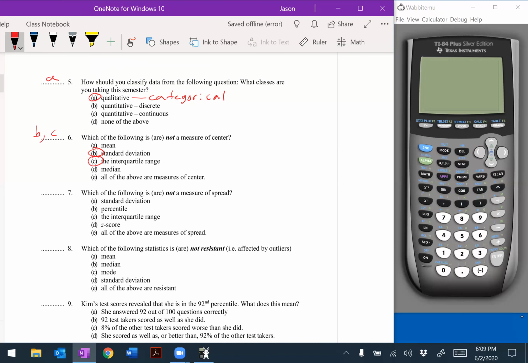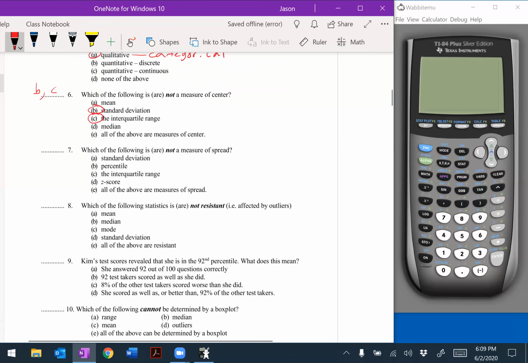Which of the following is not a measure of spread? Spread is, again, the variation. It's the standard deviation, okay, or the interquartile range. Which are not? Okay, the percentile is not. Okay, standard deviation is, interquartile range is, the z-score is also not. So this would be B and D.